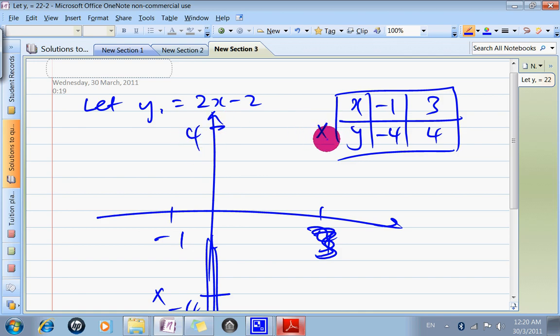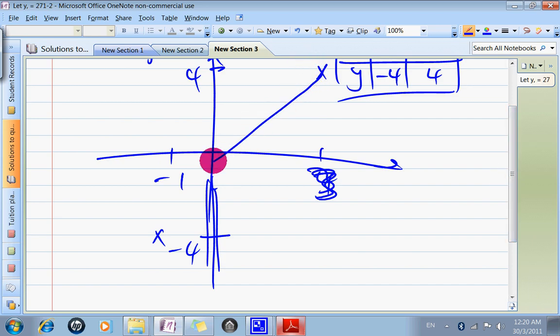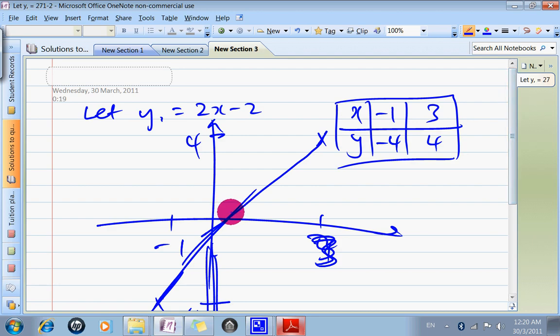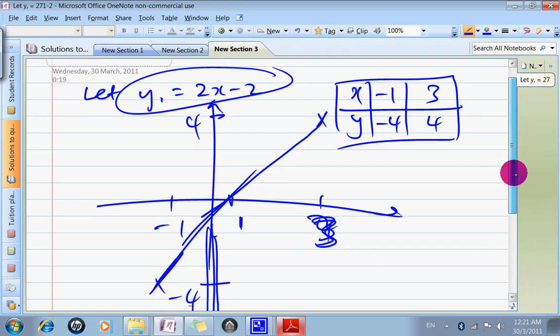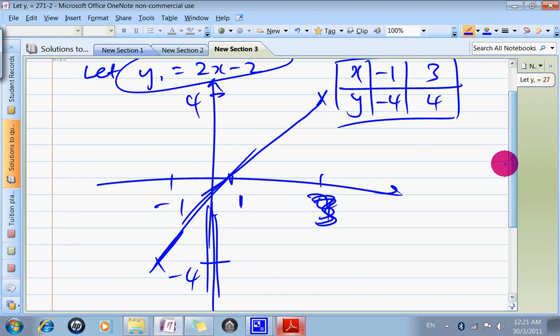So draw without the modulus first. Besides that, you must know where the line intersects the x-axis. When the line intersects the x-axis, y is 0, so 2x minus 2 equals 0, which gives me x is 1. The y-intercept we know is negative 2.